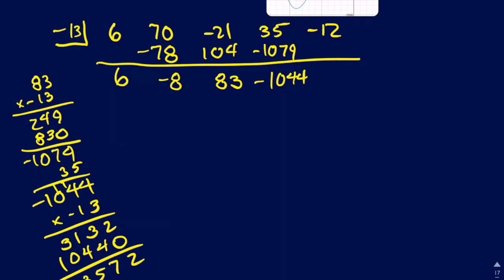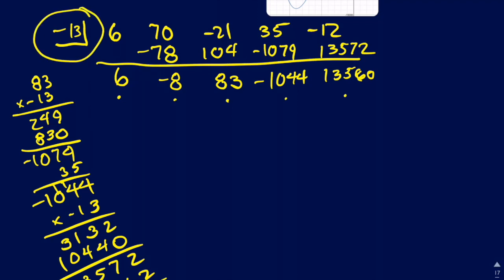So this is 13,572, and when we subtract 12 from that, this ends up being 13,560. And this is what we're trying to look at: because the numbers of the last row now are positive, negative, positive, negative, positive, and they're alternating perfectly, that makes negative 13 a lower bound.